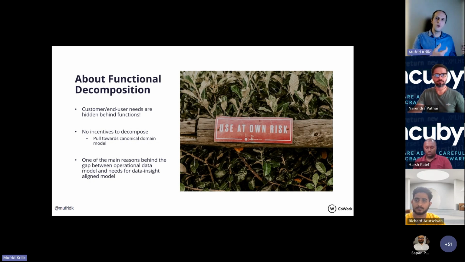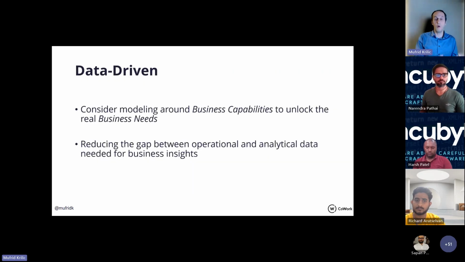And when we want to do business analysis, to be really data driven, now business does not operate along the functions. Business operate along the line of business capabilities. So that's why consider modeling around business capabilities to unlock the real business needs. So functional decomposition will get you very far from the analytical needs. Business capabilities will lead you much closer. Of course, there is a cost here, but you can at least consider moving away from functional decomposition.